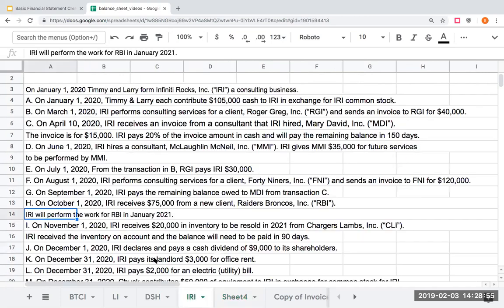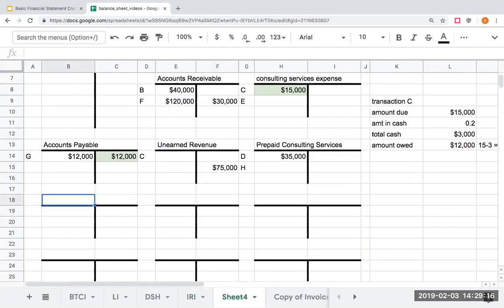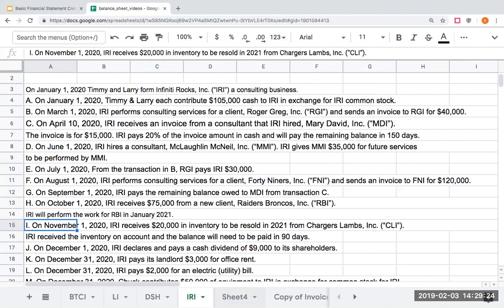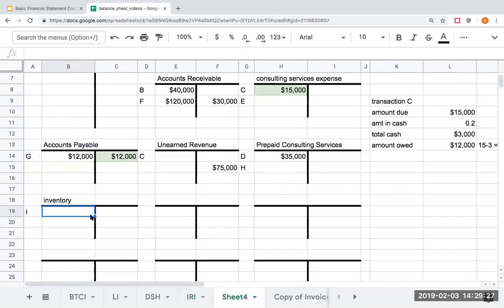Okay. So letter I. On November 1st, 2020, I received $20,000 in inventory that will be resold in 2021 from Chargers Lambs Inc. I receive the inventory on account and the balance will need to be paid in 90 days. So right here, I'm receiving inventory. And this is letter I. Inventory is an asset, meaning that it's going to be something I'm going to be reselling in the future. So here, I'm going to debit inventory because it's an asset for $20,000.